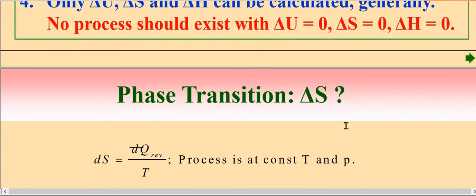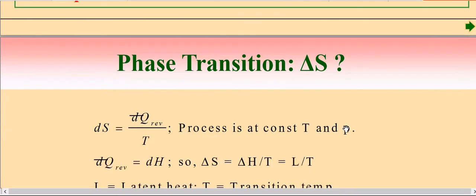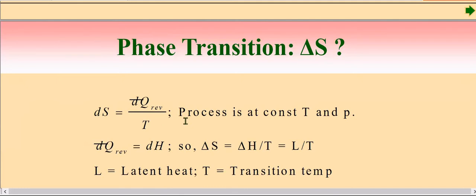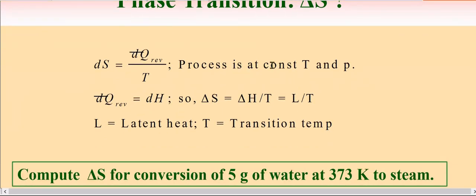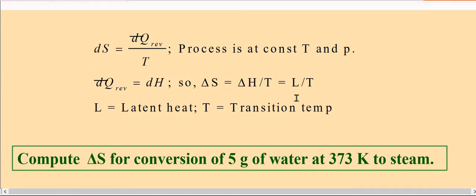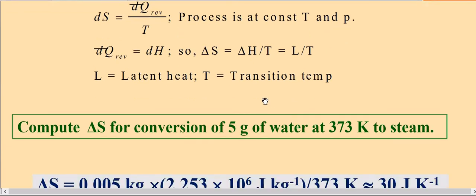So now the phase transition. What is delta S? So dS is dQ reversible by T. This is true for any process at constant temperature and pressure, like a phase transition process. And as we have just seen, at constant temperature and since the pressure is constant, dQ reversible is dH. So delta S is delta H by T. It is basically the integral of this, and temperature is also constant, so it is L by T. L is the latent heat, and T is the transition temperature. So this is normally just a prelude to the Clapeyron equation.